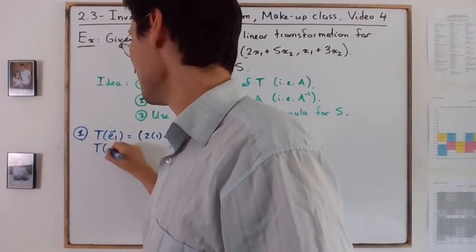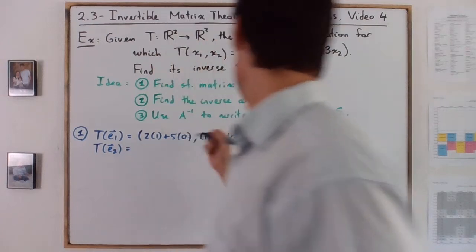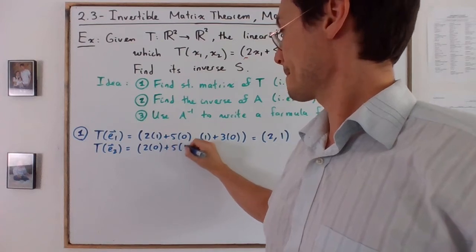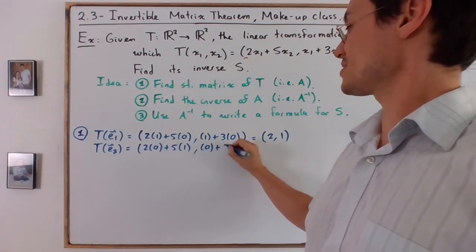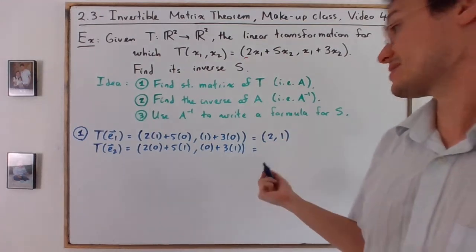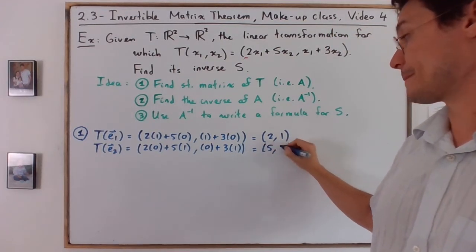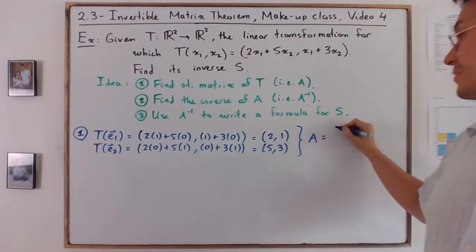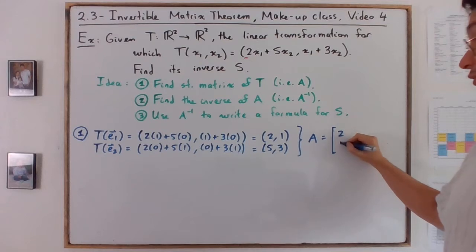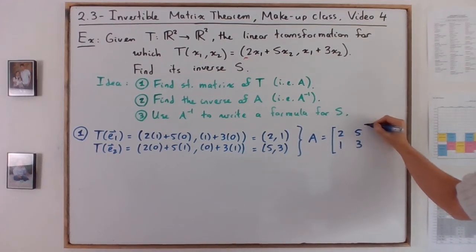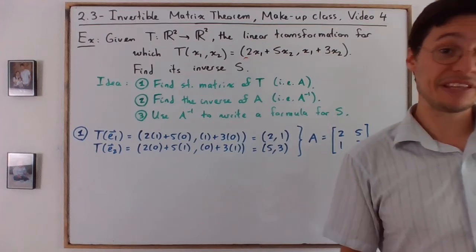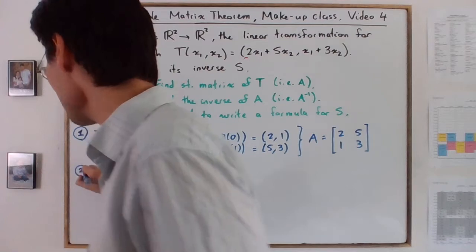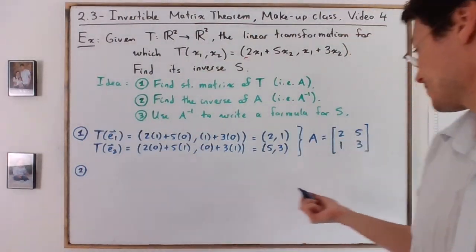You do the same for T of E2, which in this case is x2 that you replace with 1 and x1 that you replace with 0. So 0 plus 3 times 1. And that's going to give us 5, 3. Which means that the standard matrix of T is the one with these two columns, 2, 1, 5, 3. I'm going slightly faster than in the other videos because you have seen how to do this before. Now that we have A, we will find the inverse.